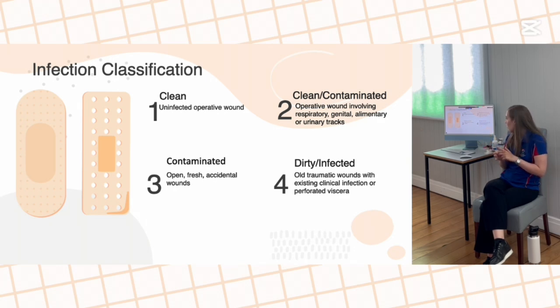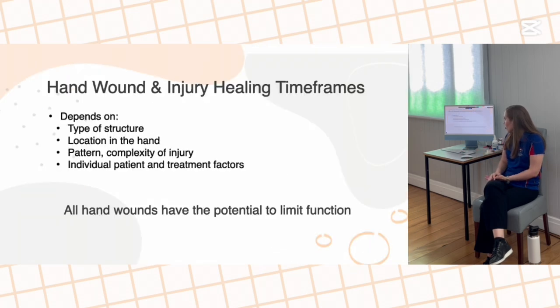involving our respiratory, genital, pulmonary or urinary tracts. They're areas of our body that typically have more bacteria anyway. Then we have contaminated, so it's an open, fresh, accidental wound. And then we have dirty and infected. So these are all traumatic wounds that have clinical signs of infection as well. Or there's a fissure.